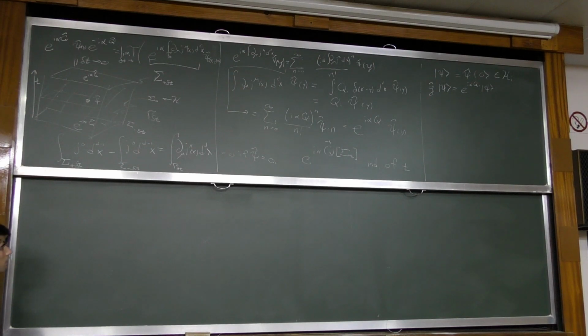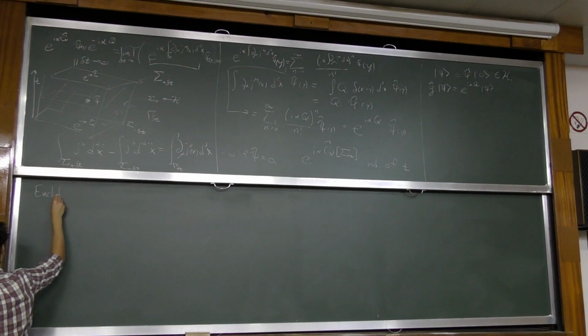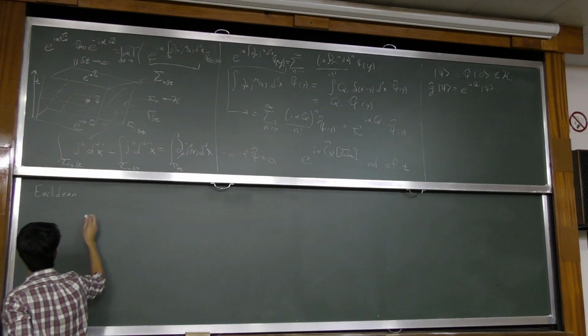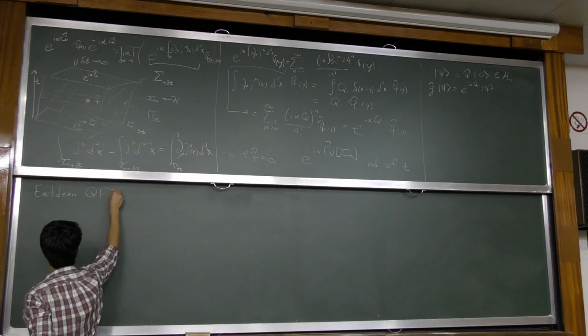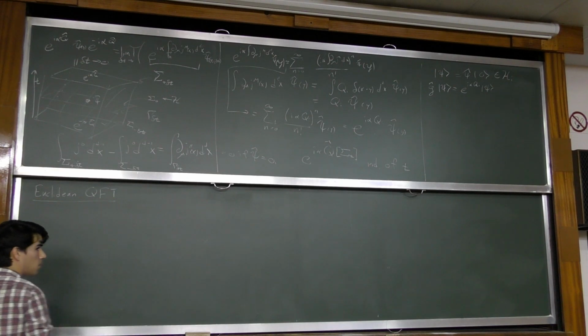So now I'm going to talk about, I want to tell you sort of why we did this. We had a perfectly good Hilbert space, we knew how the symmetry acted, like we could have just stopped there. And the reason is that there are actually a lot of tools you get from studying quantum field theories by going to Euclidean space-time.